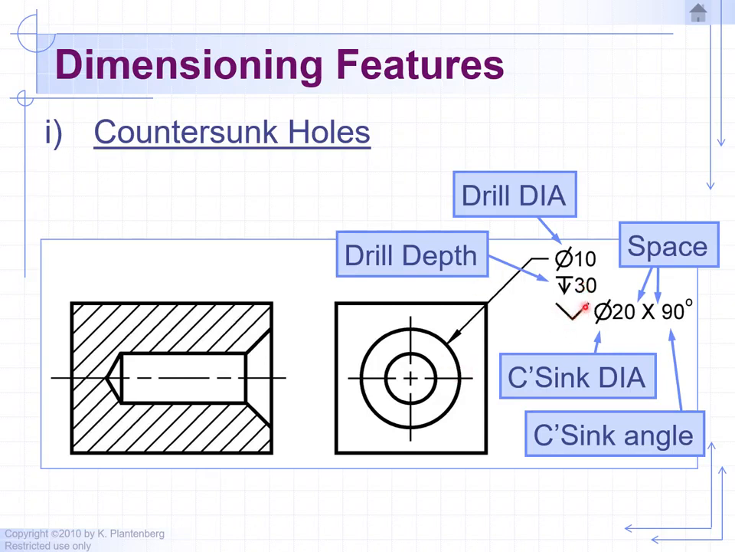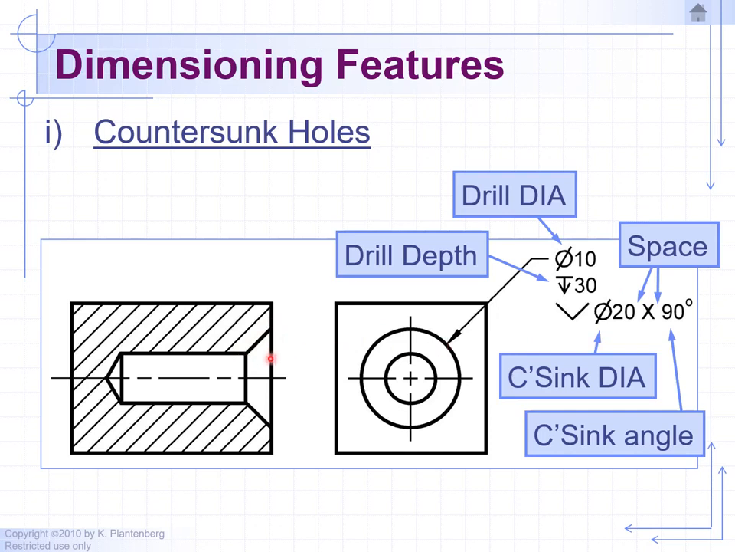And now we have the countersunk hole. So that's when you come in and do the chamfer on the edge. And that's a diameter of 20. So the large circle has a diameter of 20. And it's created with a 90-degree angle or 90-degree chamfer.